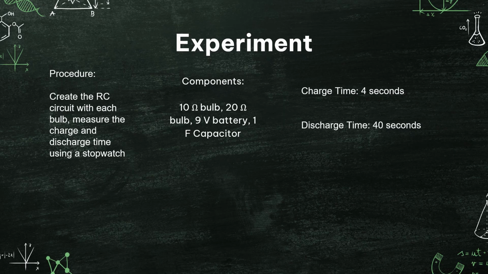So the components needed are the two bulbs, the battery, and the capacitor. And then after doing these experiments, the charge time comes out to be around 4 seconds, and this is how long it takes to get fully bright. And then the discharge time is around 40 seconds, which is how long it will discharge or become less bright.